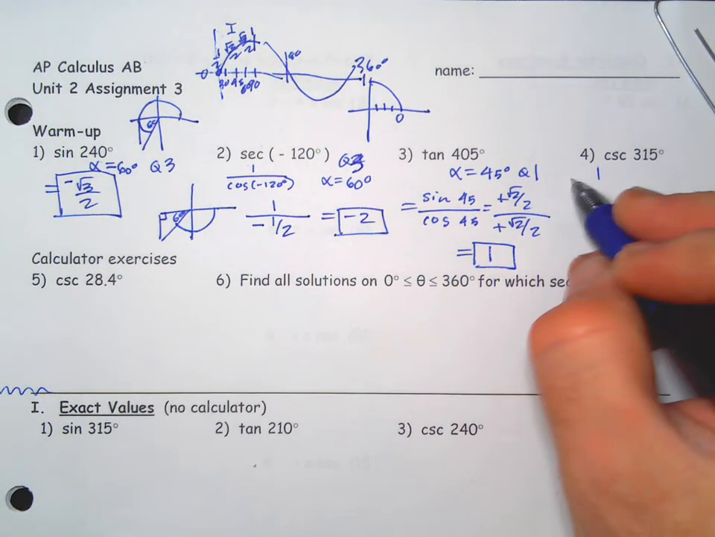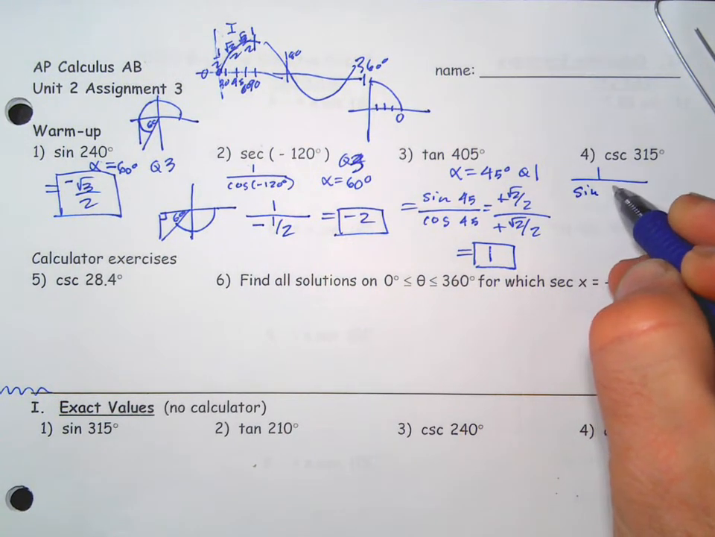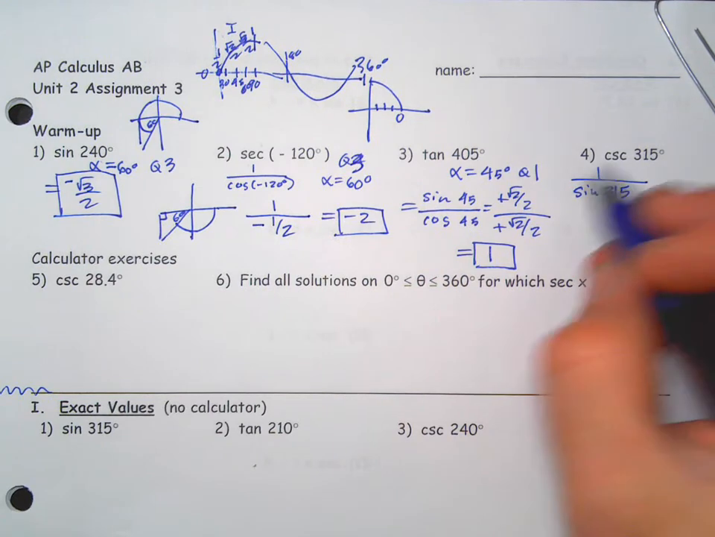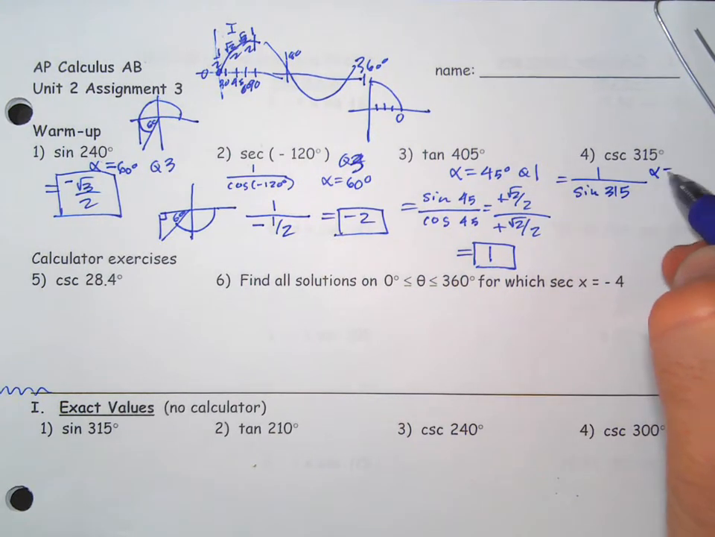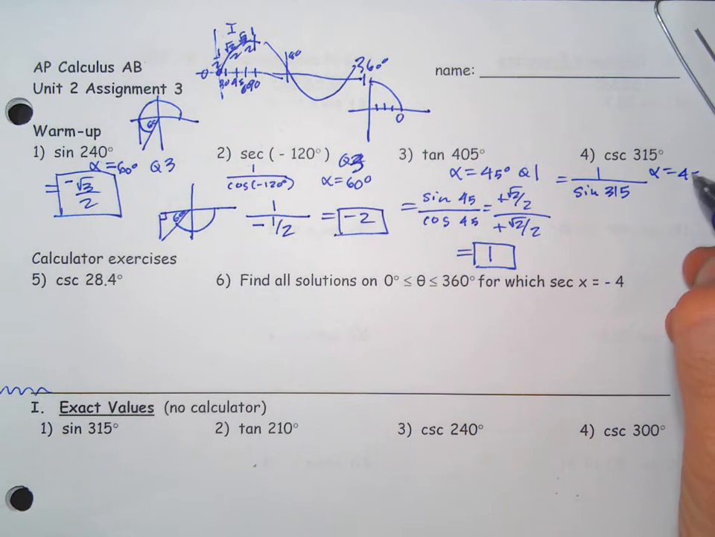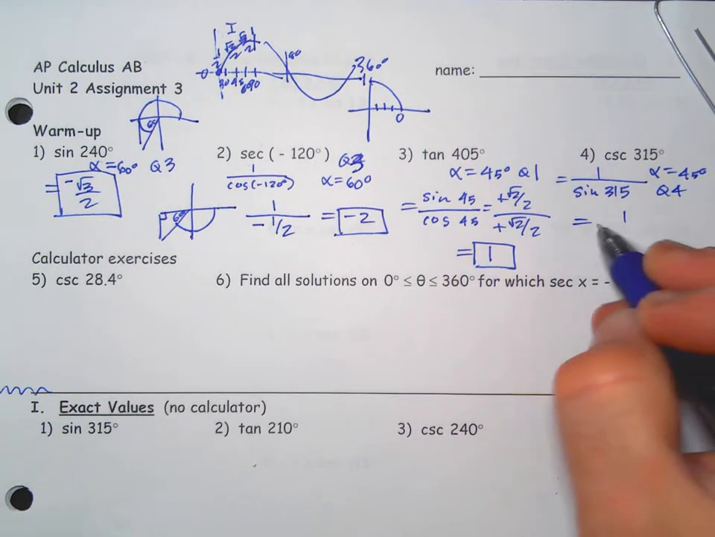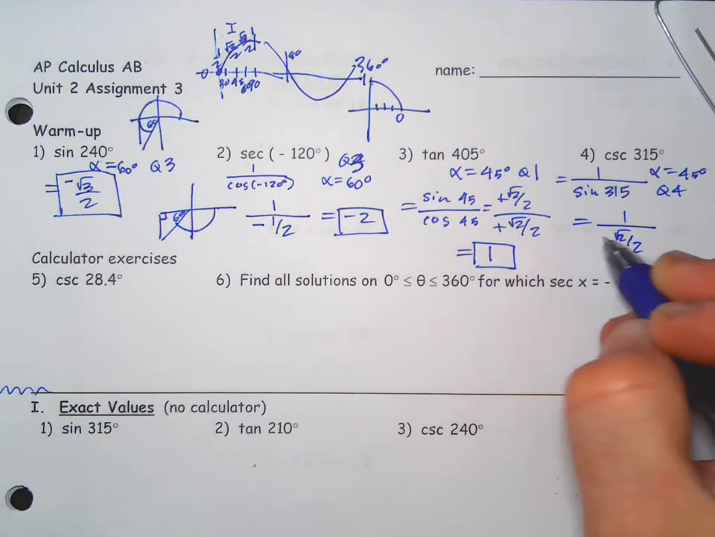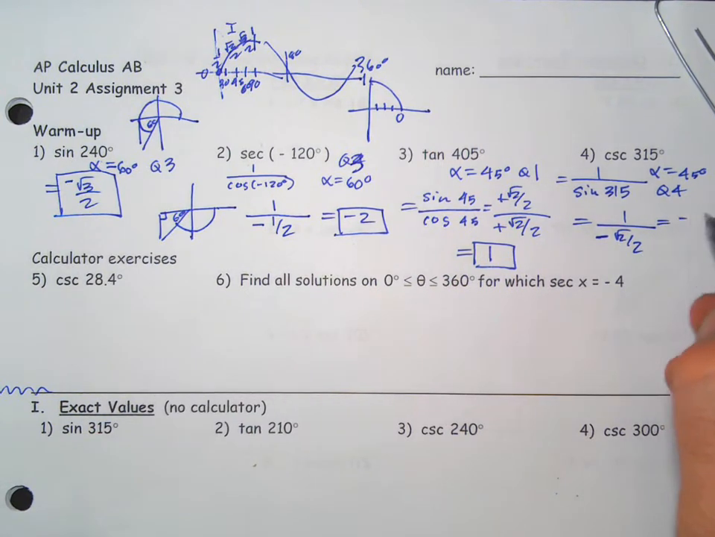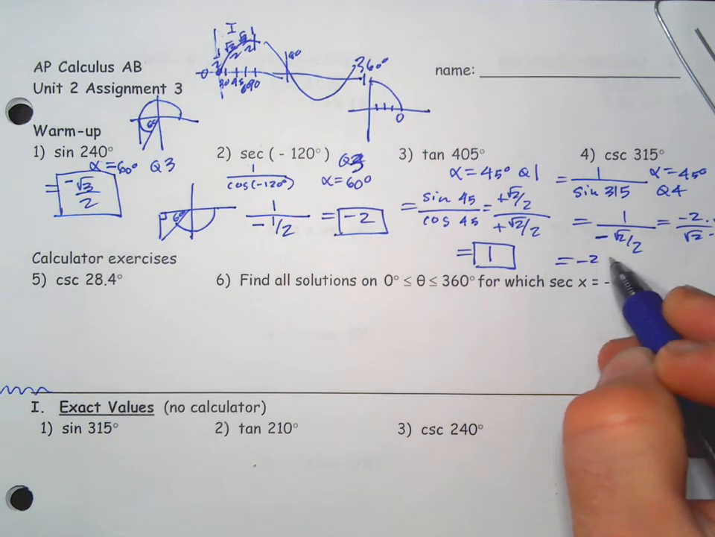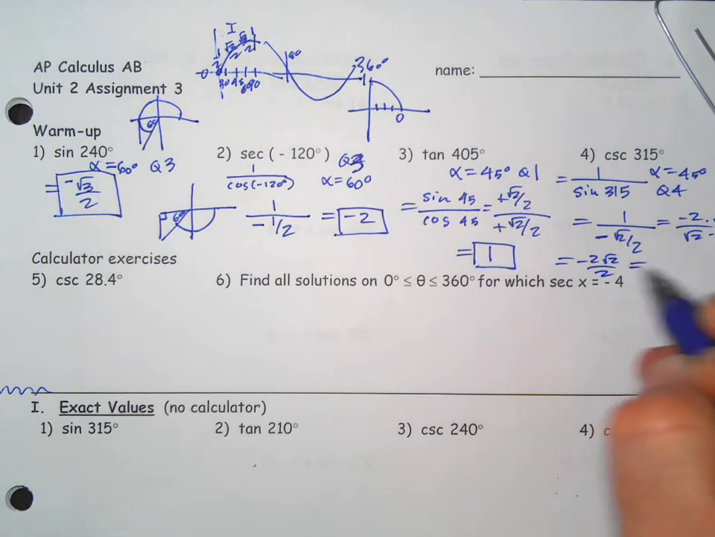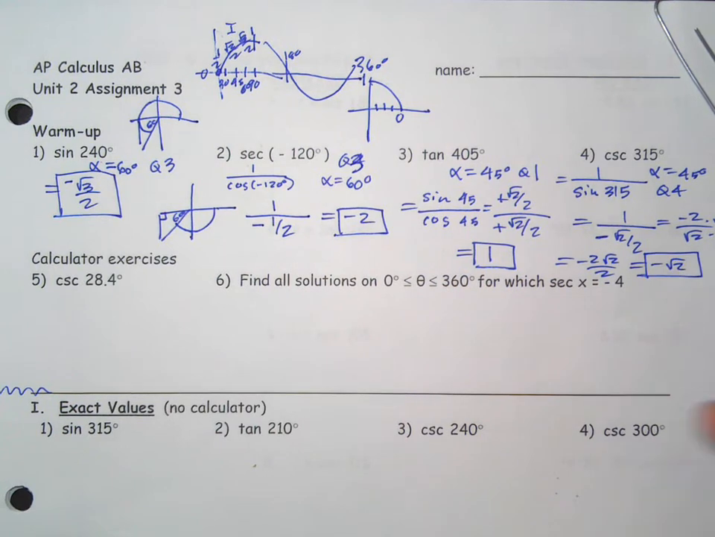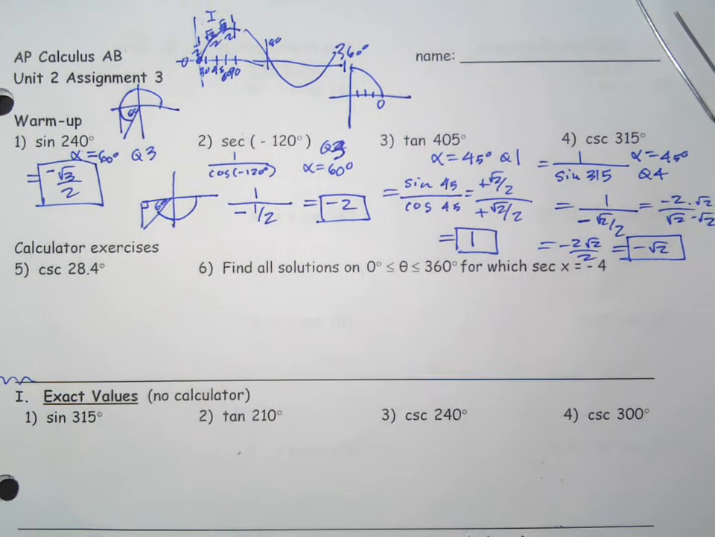Cosecant, 1 over sine. Okay, remember, co with a non-co. So what's alpha? This is quadrant 4. Alpha is 45 degrees to make it to 360. And so it's going to be 1 over root 2 over 2. It's going to be negative because sine's negative. It's going to be negative 2 over root 2. Rationalize the denominator. It's going to be negative 2 root 2 over 2. It's going to be negative root 2. All right, so we're getting hopefully away from drawing pictures.